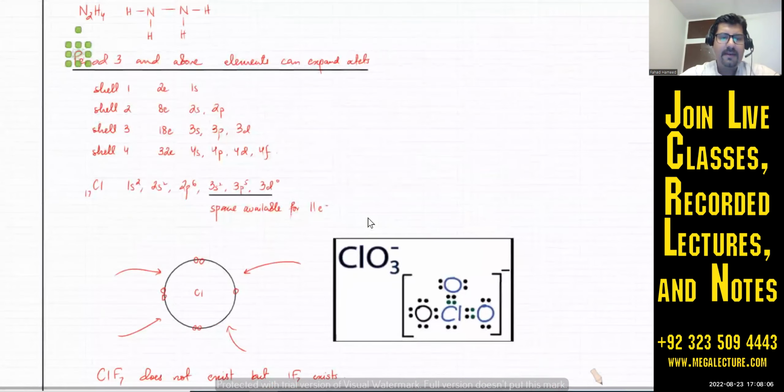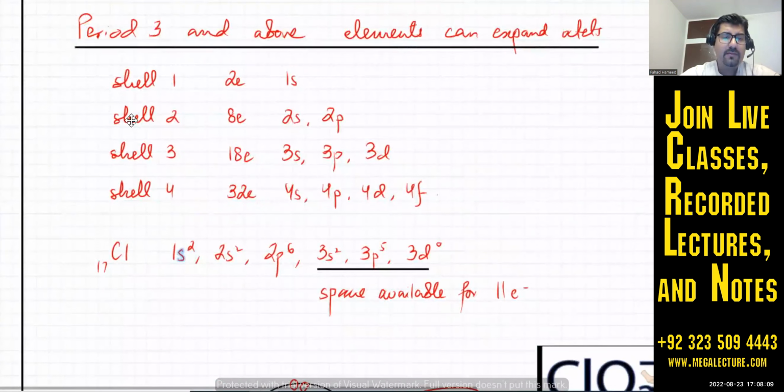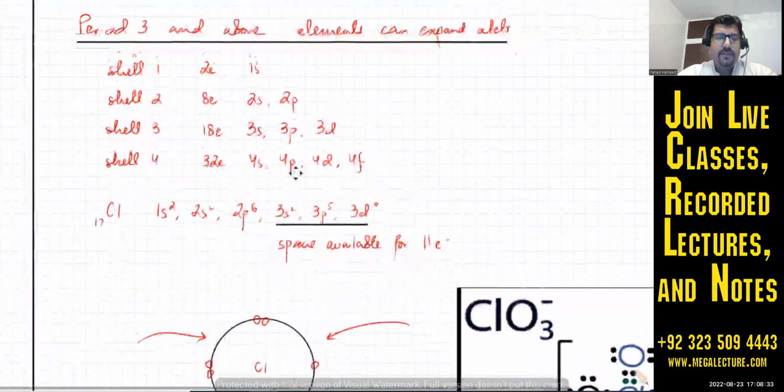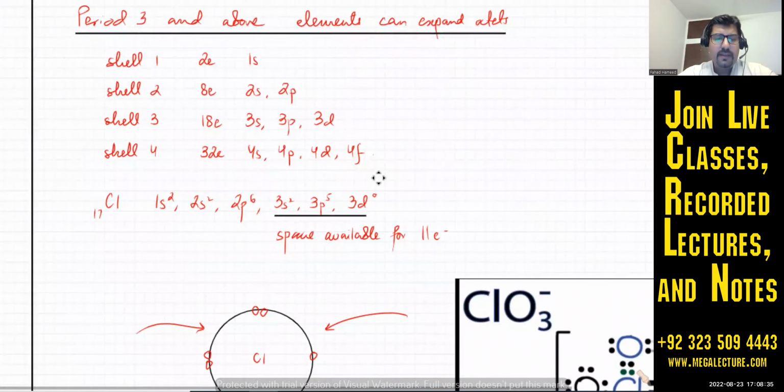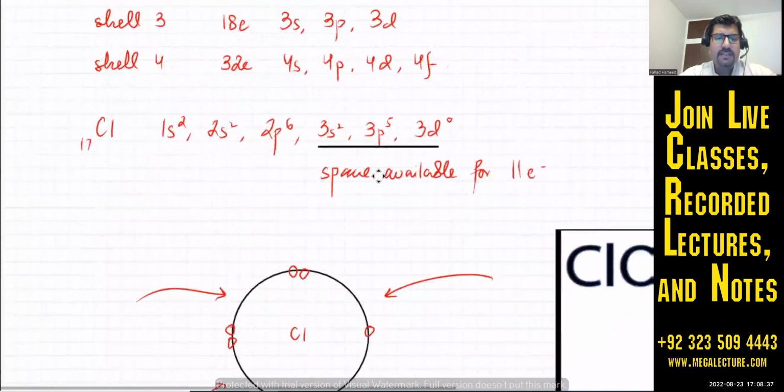Last time मैंने कहा था कि I told you that the octet rule, ठीक है, is only applicable to shell number 2 elements, जो कि period 2 elements हैं, because they have a maximum of 8 electrons. When you come to shell number 3, the maximum number of electrons could be greater than 8. ठीक है, it could be 18 as well.